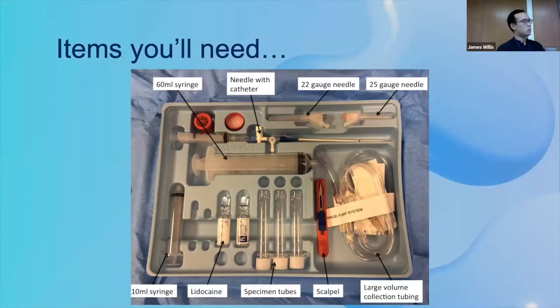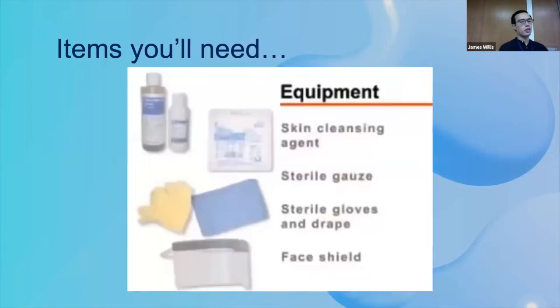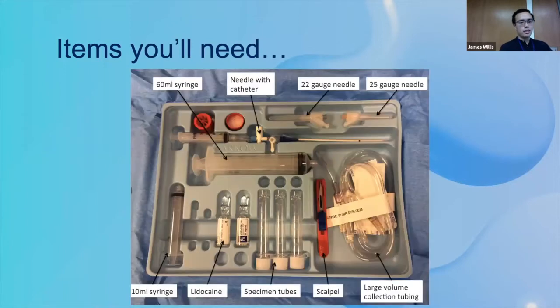So now, items you need. This is a basic paracentesis tray that you'll see in the ED. I'm just going to go over all the stuff you need from the top. So this is a sterile procedure, so you need all your sterile equipment.